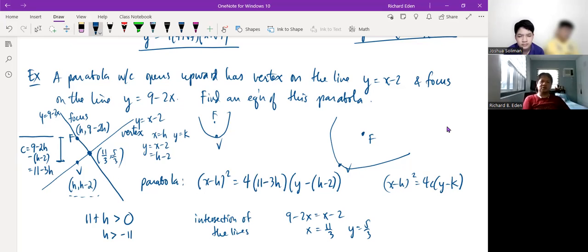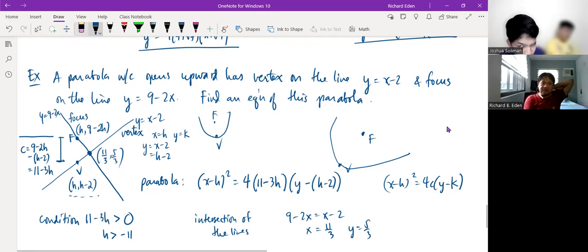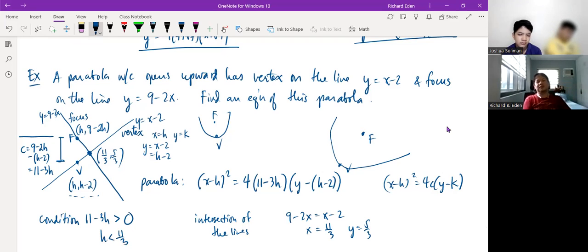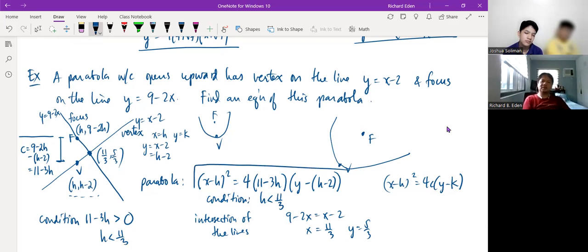So dapat, ang condition, 11 minus 3h has to be positive. So that means h is less than 11 thirds. Ayun. So I was expecting kasi dapat nung vertex, nandun siya sa left ng intersection eh. Kasi you want the focus to be higher than the vertex. So condition, h has to be strictly less than 11 thirds.